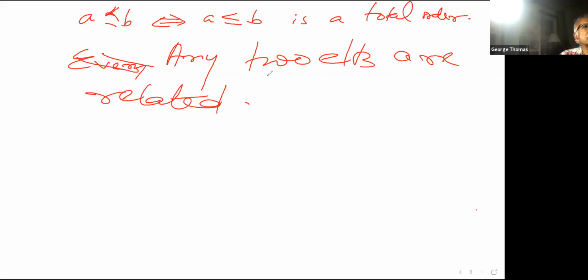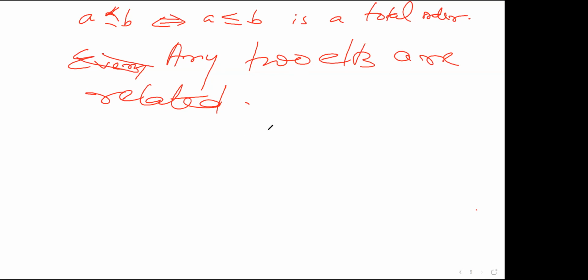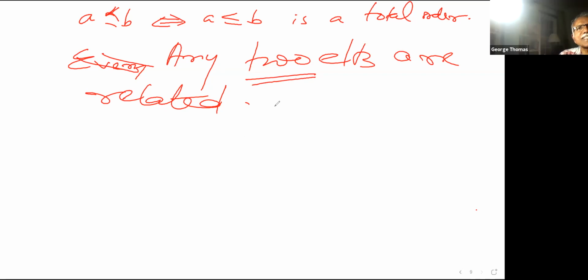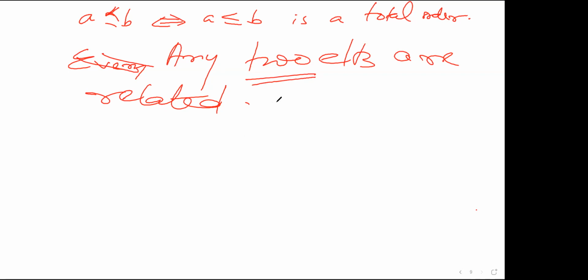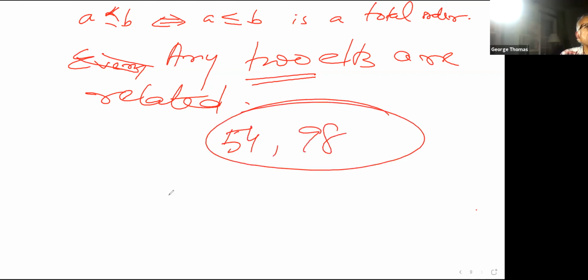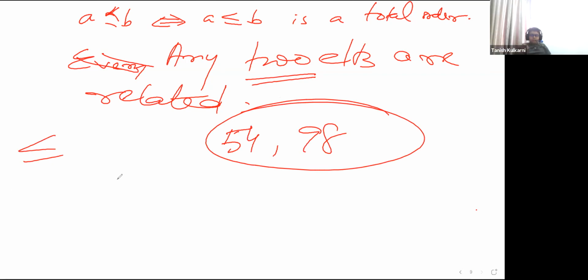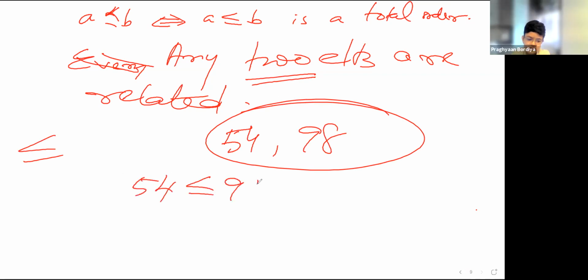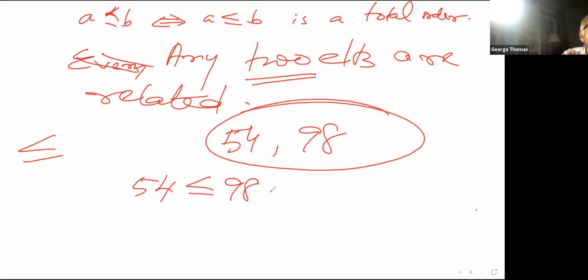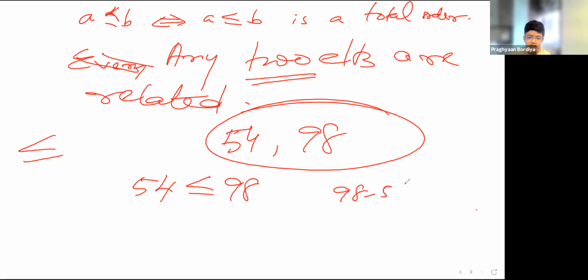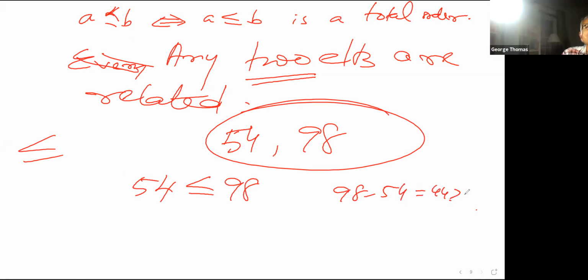Any two elements are related. Give me two integers. Okay, 54 and 98. Are these related under this? Yes. Why? 54 is less than or equal to 98. Why? Because 98 minus 54 is greater than or equal to 0, isn't it?